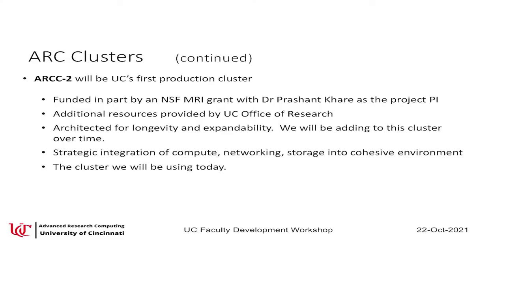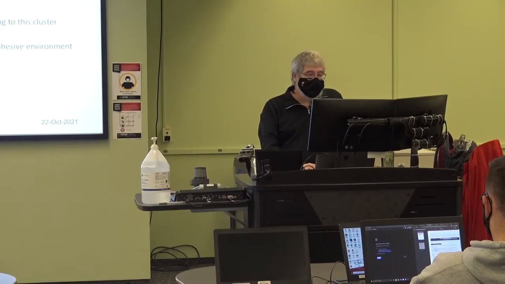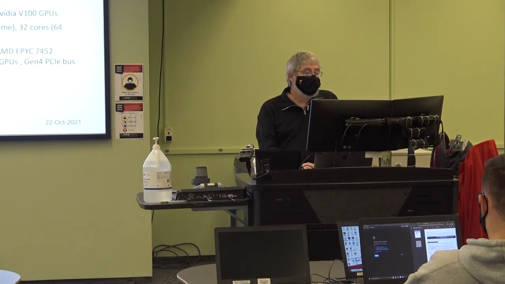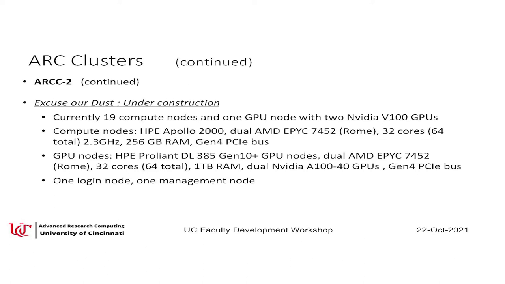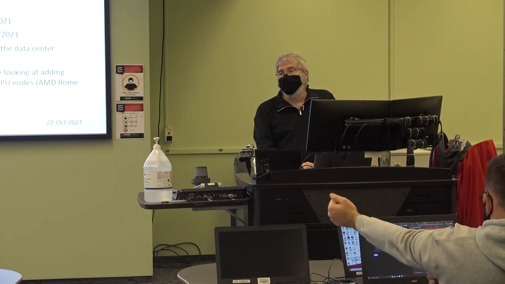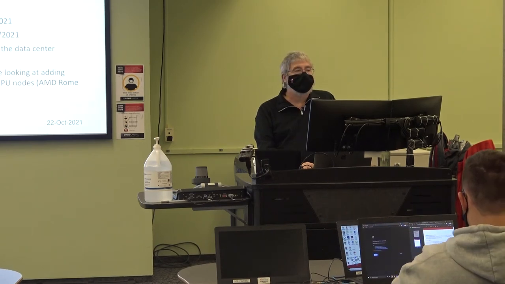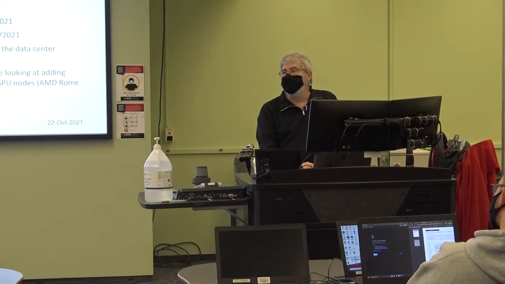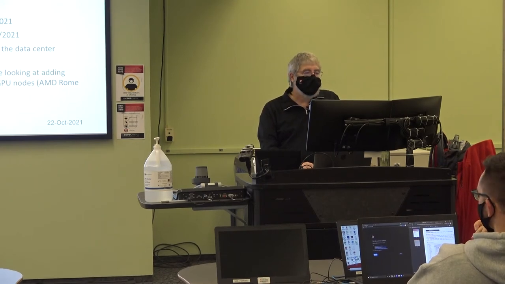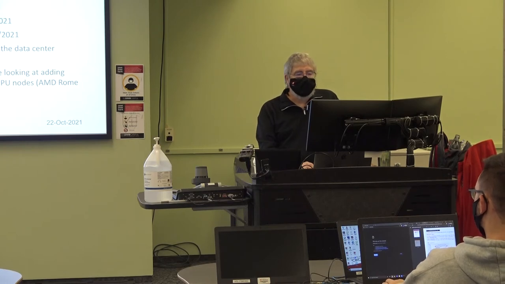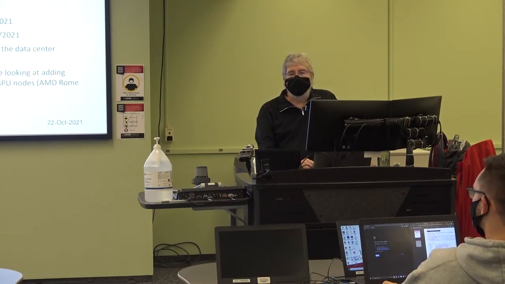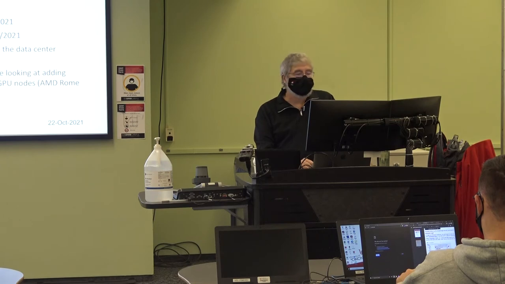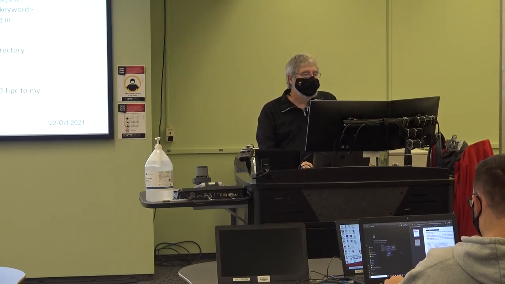ARC 2 is our first production cluster, and it's under construction. So please excuse our dust. The ARC2 is made up of AMD processors. We started with the Roms. We were hoping to get some Milans, but I'm sure you've all read or heard in the press about the chip shortages. Acquiring the Milan chips is rather difficult. We'll have about 1.5 petabytes of storage coming online real soon. Additional compute resources will probably be available by the end of the year. So again, stay tuned. Watch your email for the newsletters.